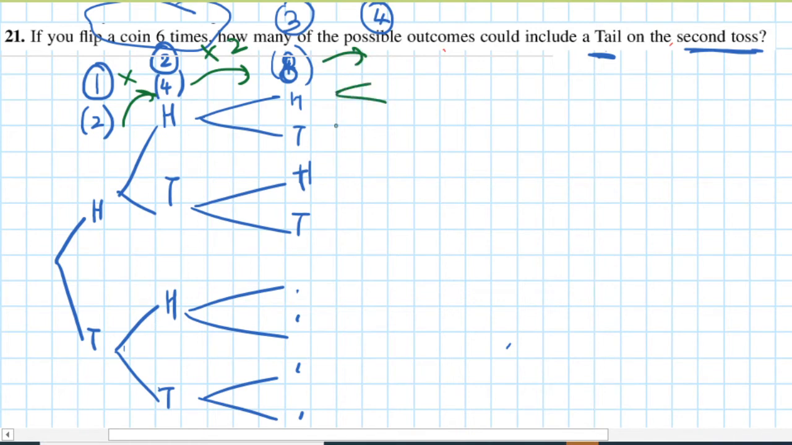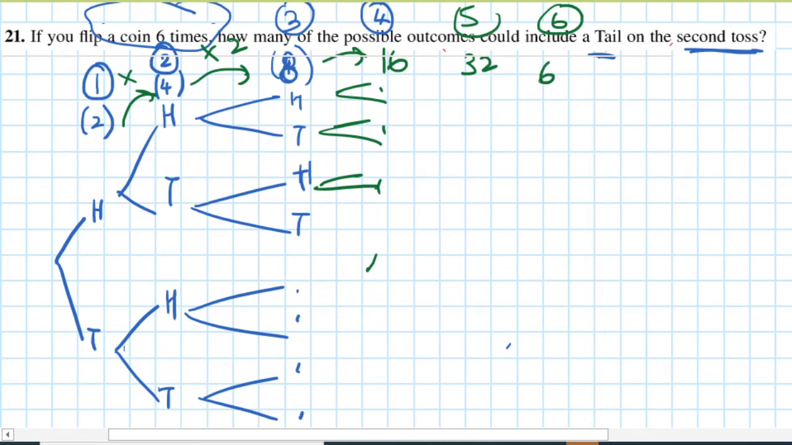So in the fourth one, we're going to have how many outcomes? 16. In the fifth one, we're going to have 32, and in the sixth one, we're going to have 64. And that's why I'm not sitting here drawing all 64. It's going to take forever. I could copy paste, but anyway, let's just keep going.